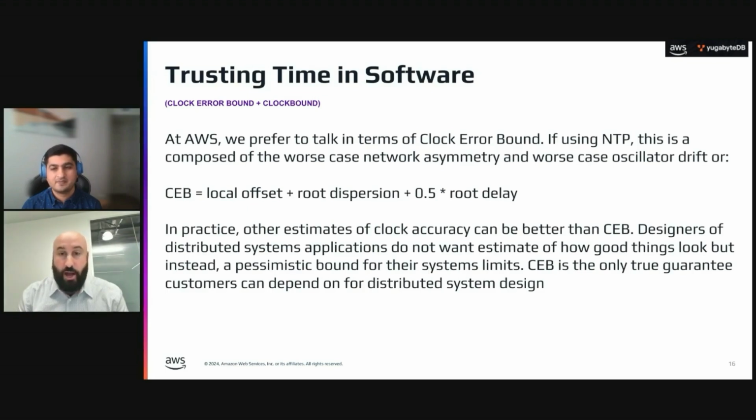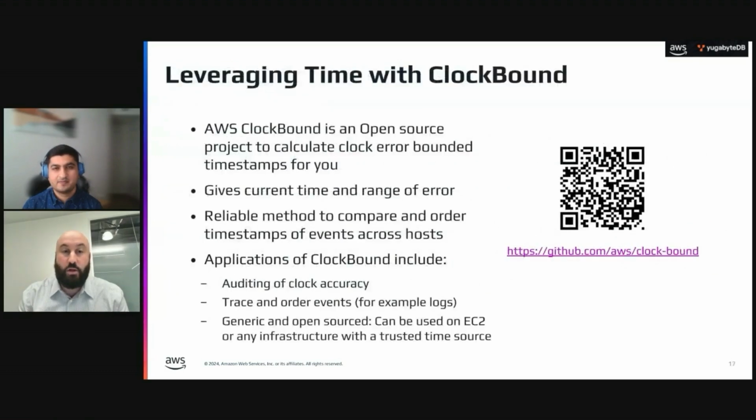But of course, doing that is a lot of work. You not only need good clocks underneath the system, but you need a way for your software and your application to see and look at the clock error in real time. Next slide, please. So what we did was we built a tool that we call ClockBound that looks at the clock error for you. We built this in Rust and C. We've open sourced it. We use it ourselves. We've shared it with partners like Yugabyte.